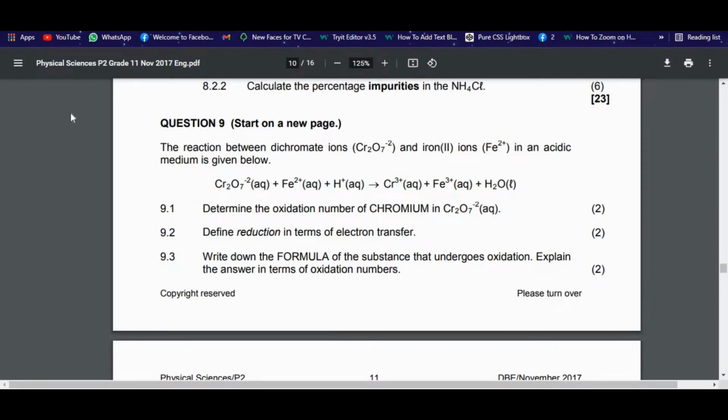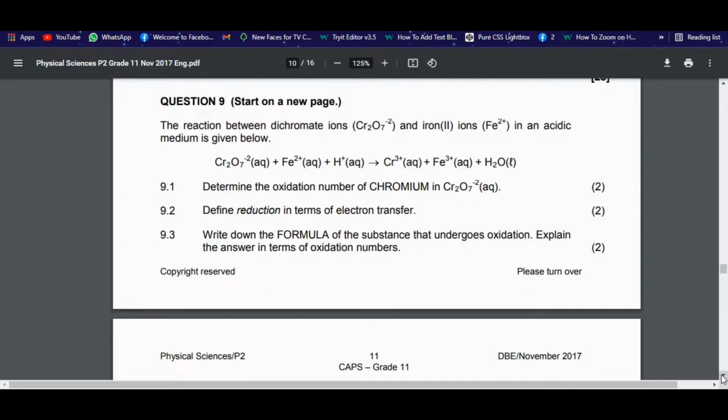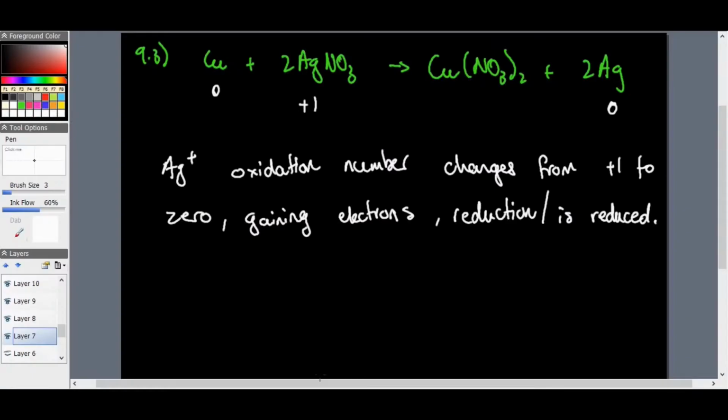Question 9 of the 2017 paper. We're going to do this one now. They said there's a reaction between dichromate ions and iron 2 ions. And they give a reaction down there below, and they ask us to determine the oxidation number of chromium in Cr2O7 2 minus.